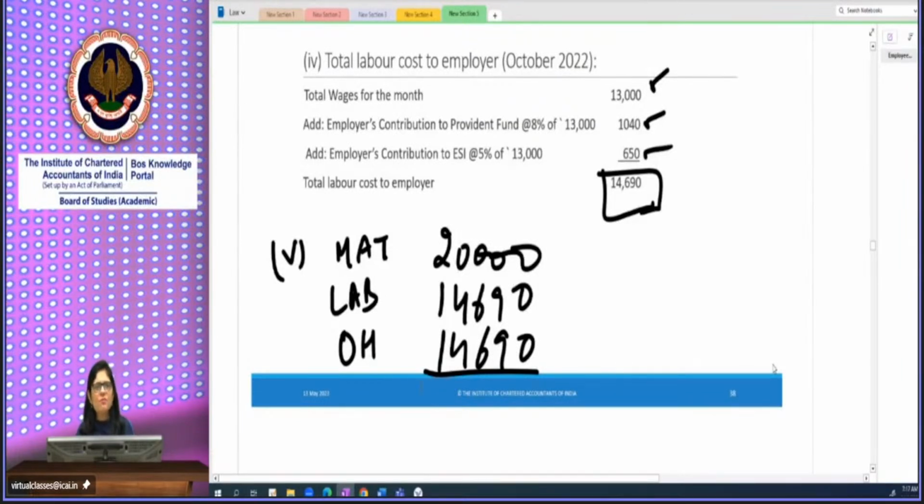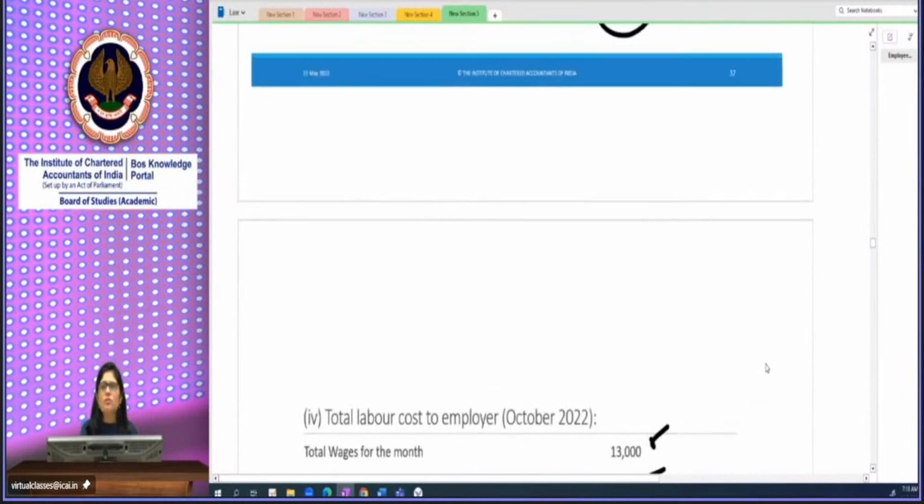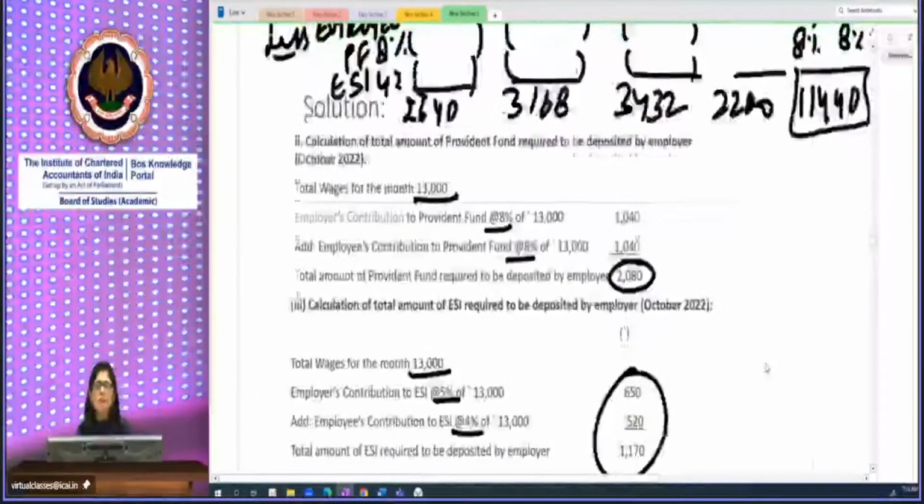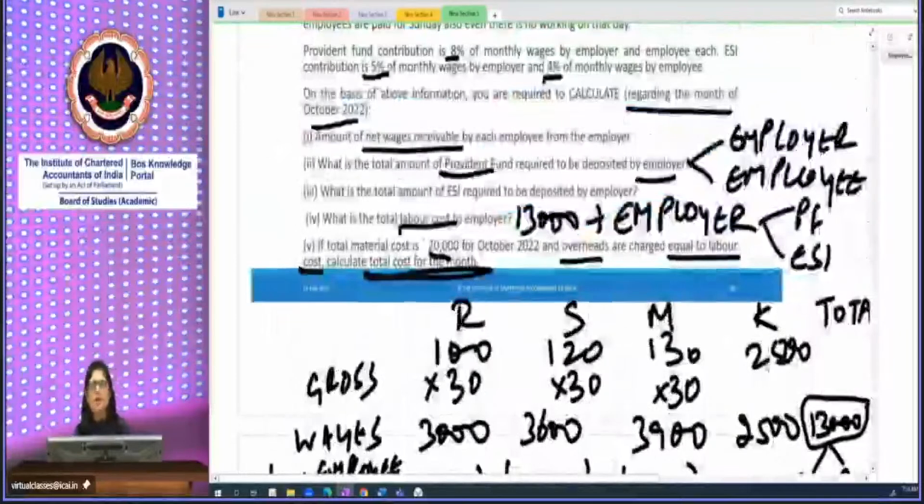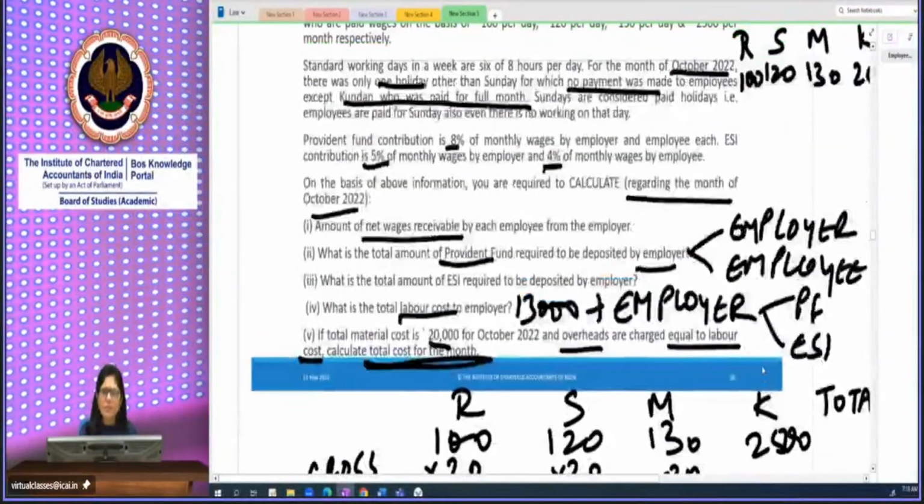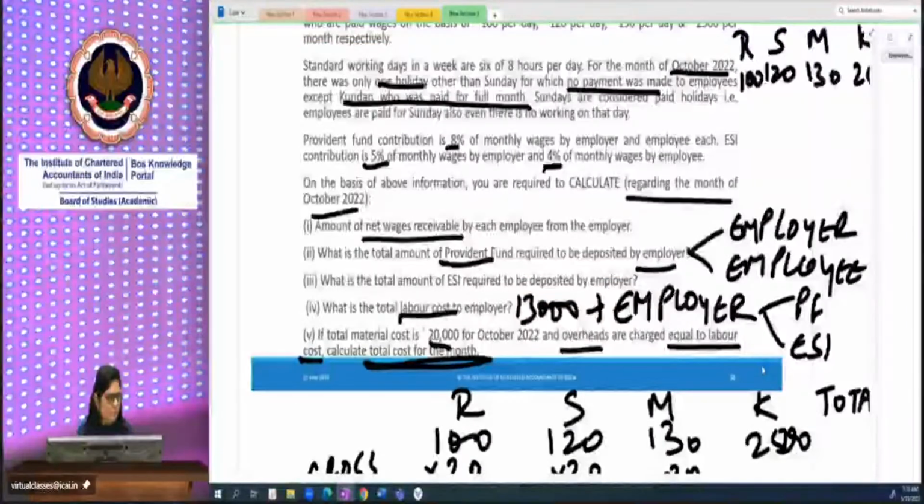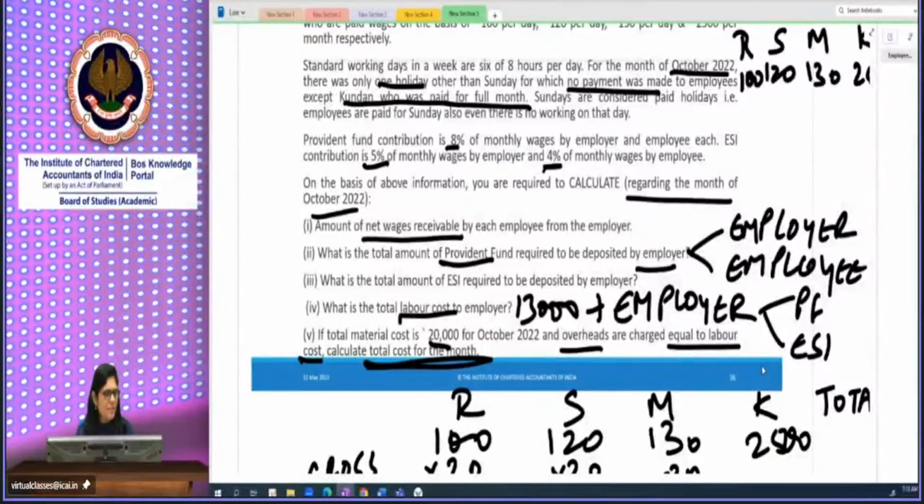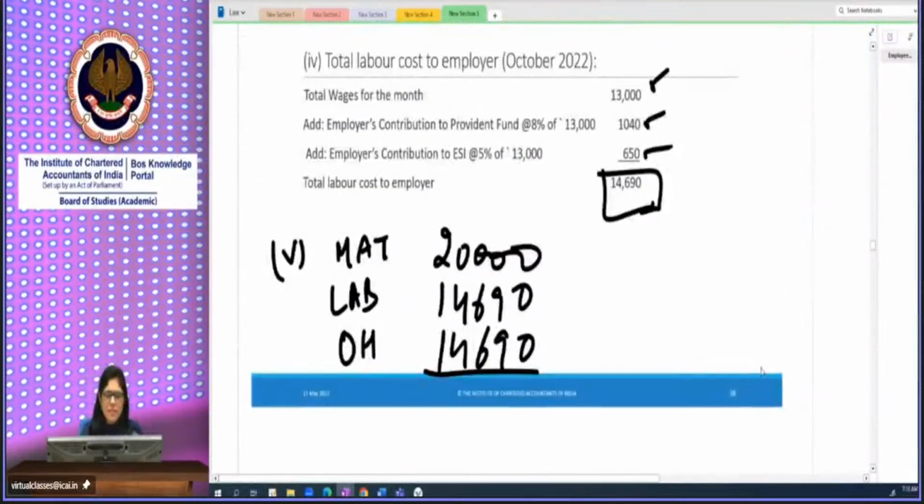This is the fifth part of the question, a very good question of revision test paper. A very good question to clear your concept, especially of how we calculate earnings and how we calculate labor cost and what are the components of total cost. And again, how we calculate provident fund and ESI. So good practice question. I hope this question must be clear to all. Okay, so the total cost, I'm getting the figure 49,380. Good. 49,380 is the total cost.